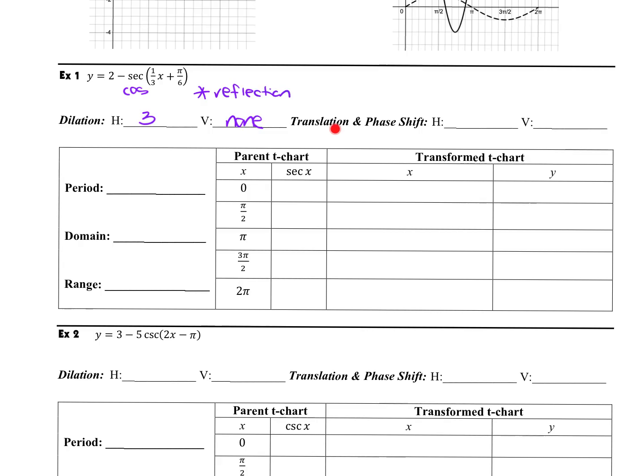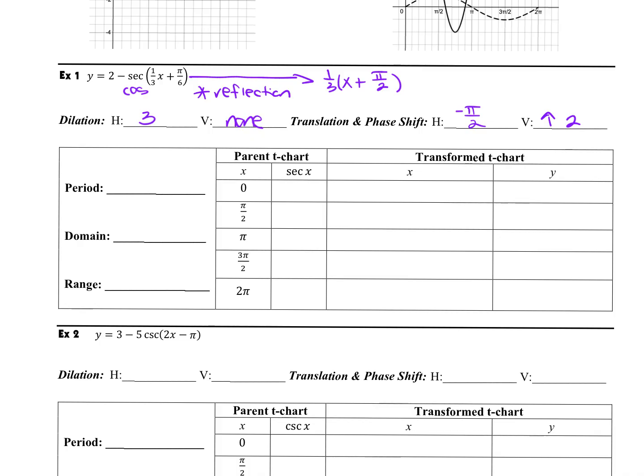Now, in terms of our translations, our shifts, our horizontal shift is found inside this parenthesis, but right now they're all mixed together. So we can't find the horizontal shift until we factor out the 1/3. When I factor out the 1/3, this becomes x plus pi over 2. Now, this is going to be our horizontal shift, and we can recognize that now as a negative pi over 2. Our vertical shift is this 2 that's sitting out front, so it's going to be up 2.